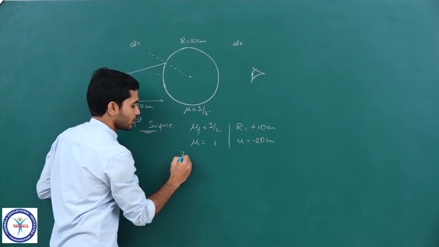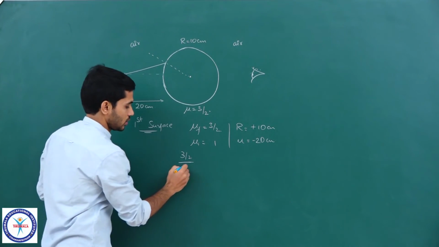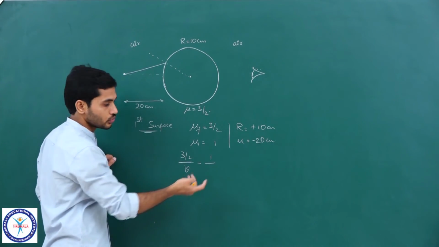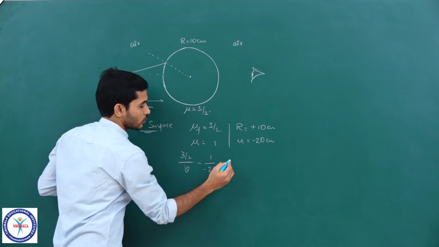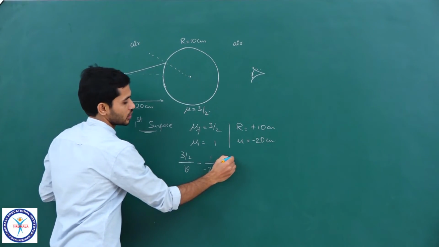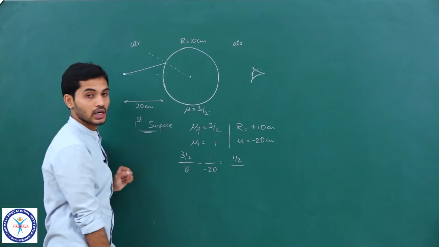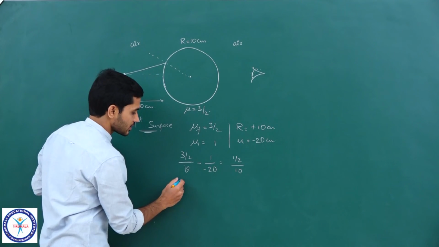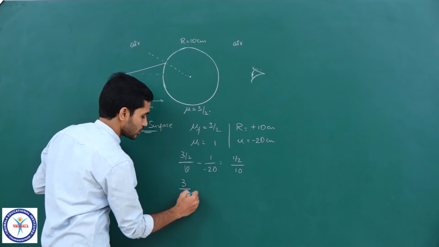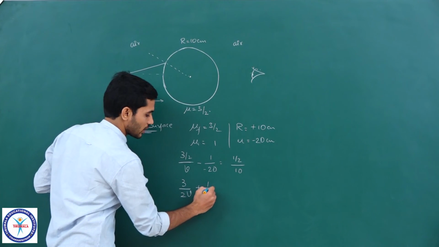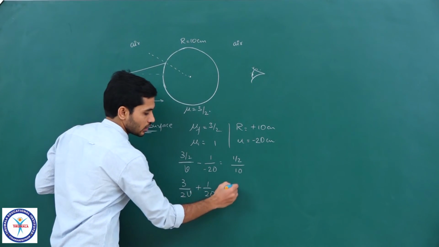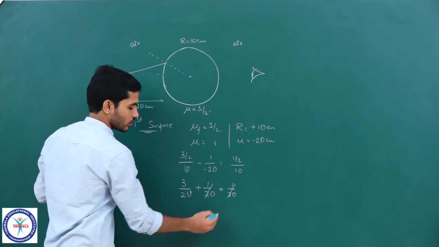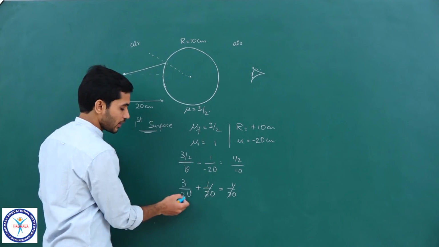Mu final is 3 by 2 by V, minus mu initial is 1 by U, U is minus 20, is equal to mu final minus mu initial, which is 1 by 2 divided by R, R is plus 10. So, when I simplify this, I would be getting the value as 3 by 2V plus 1 by 20 is equal to 1 by 20, right. So, they are cancelling out, which means I am getting 3 by 2V is 0.